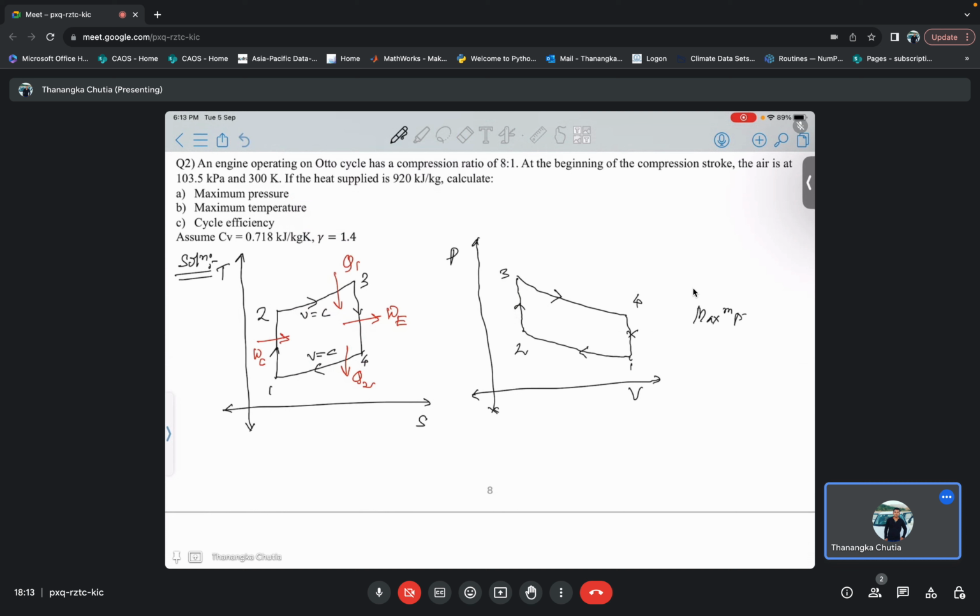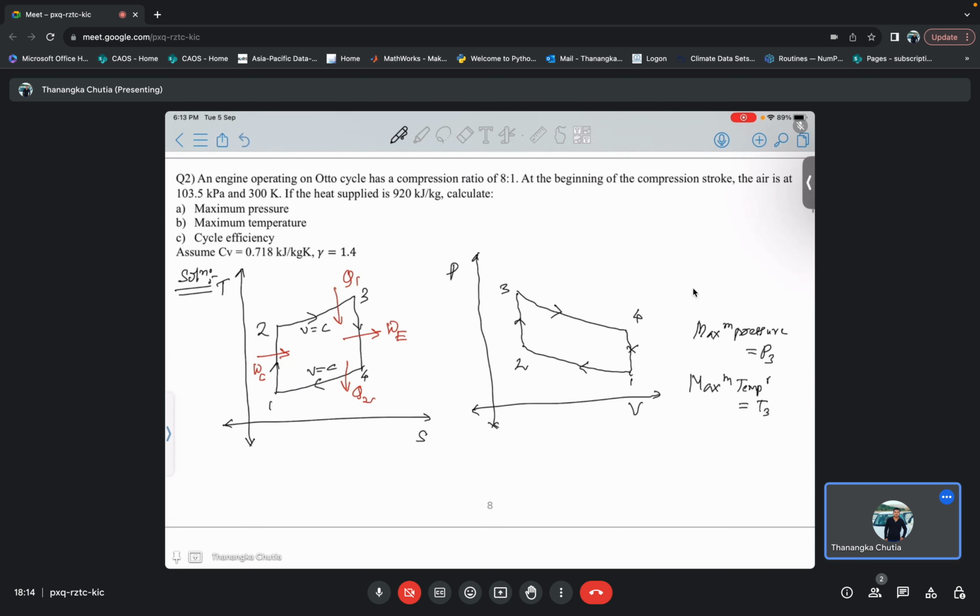Maximum pressure will be equal to your P3, and maximum temperature will be equal to your T3. So the TS diagram will give us a hint of the maximum temperature, and the PV diagram will tell us the maximum pressure in this cycle.